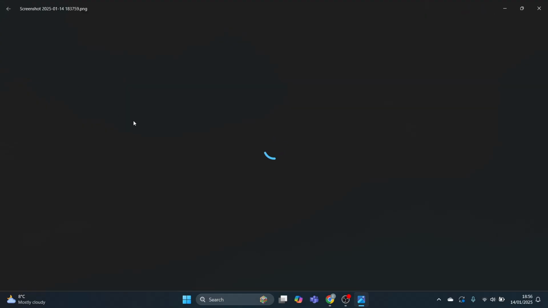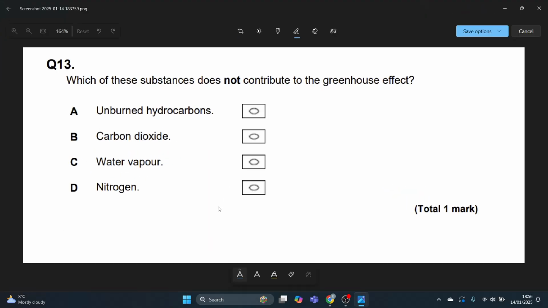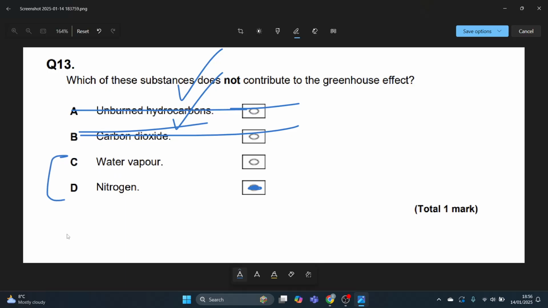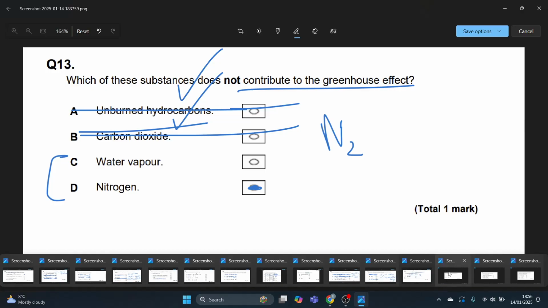Almost done now. Which of these substances does not contribute to the greenhouse effect? Nitrogen. Unburned hydrocarbons definitely do. Carbon dioxide definitely does. Water vapor. I feel like most students would cross out A and B and then be stuck between C and D, and if they chose C, they get it wrong, obviously, because the answer is D. Nitrogen definitely does not contribute to the greenhouse effect.